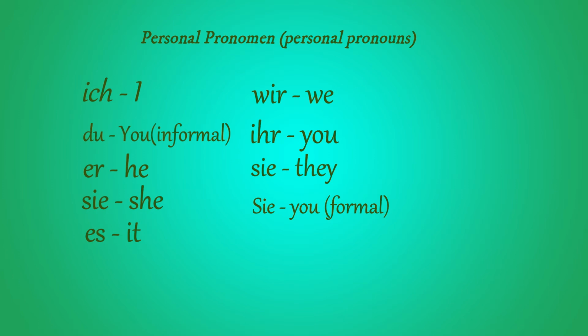Ihr, ihr, you. When you are talking with two or more people, then we say ihr. Sie, sie, they. We have one more Sie, which means you in a formal way. As you can see the difference in she, that means sie, the letter S is small. Whereas in you, the letter S is capital.